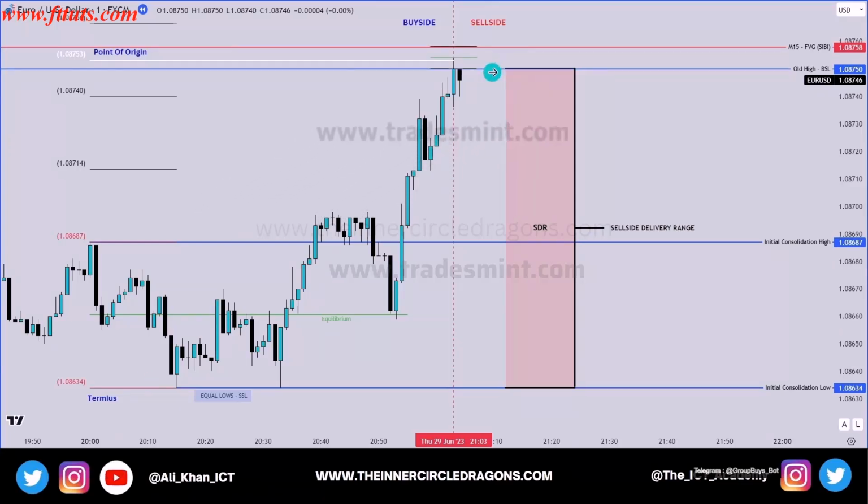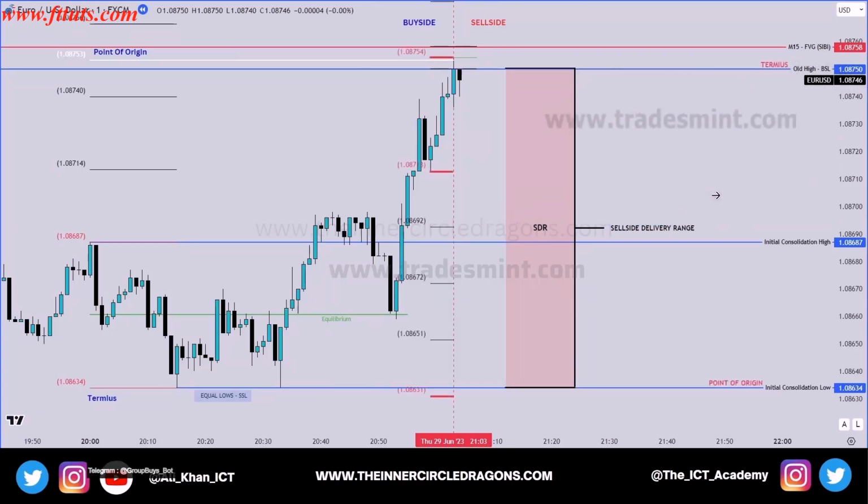The range between our point of origin and our terminus on the sell side of the market maker sell model is our SDR, or our sell side delivery range. If we take the swing low to the swing high that ran the stops above our second stage of accumulation, this is our manipulation leg. If we project deviations downwards, we get a deviation price level of 1.08631, which rests below the equal lows. So as an initial terminus, this would be a good objective.